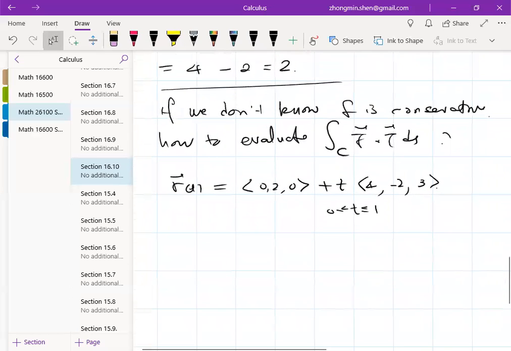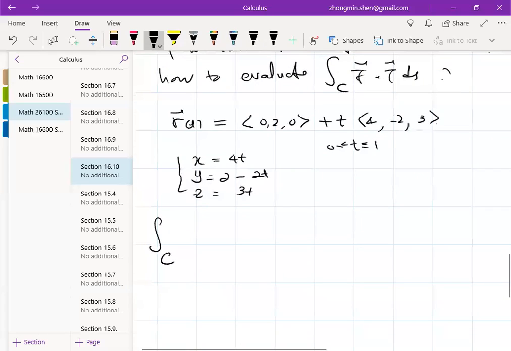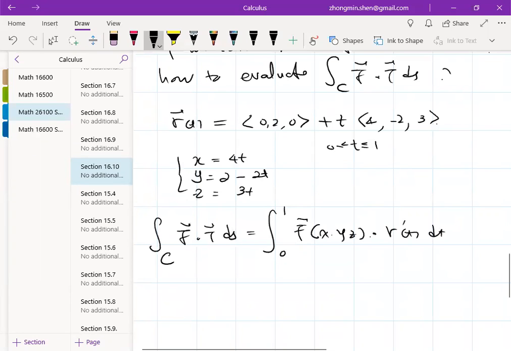It's not too bad, right? And so if you want to write down what x is, x is going to be 0 plus 4t. y is going to be 2 plus negative 2t, and z is going to be 0 plus 3t. Not too bad, okay? So this is a parameterization for the line segment. And so the integral of f dot T ds is going to be the integral from 0 to 1 of f(x, y, z) times r prime of t dt. Maybe it's not that complicated, okay?